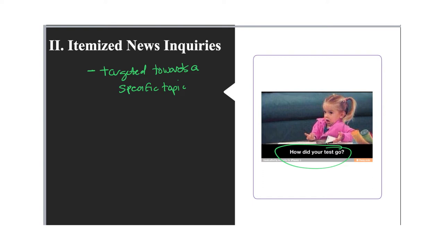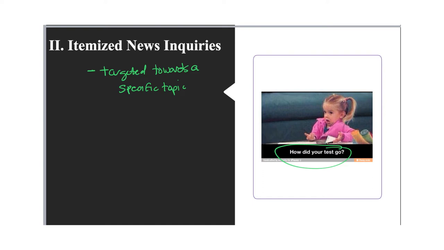So the itemized news inquiry is basically the opposite of a topic eliciting question. Instead of putting it on your partner to suggest what the topic's going to be, you suggest a topic and have your partner topicalize it by giving you some information. So, how did your test go? Then your partner has the option of talking about how it went well, or going into detail about the questions or anything like that. But your partner could also take it a different direction. Oh, it went okay. But after class, blah, blah, blah.